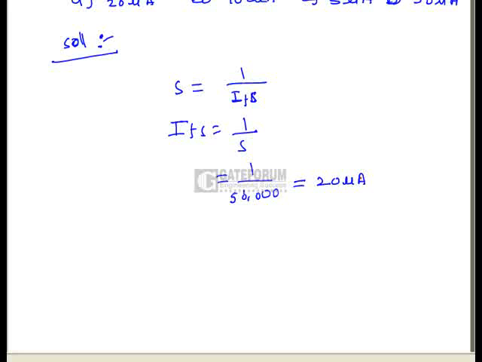The maximum reading is also nothing but the full scale reading of an instrument. So that's why we have to go for option A here, right? We have to go for option A.